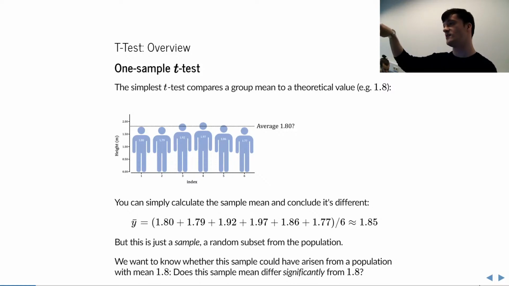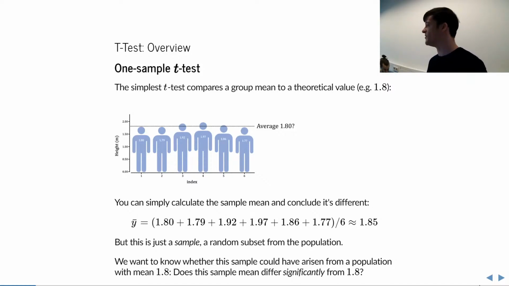I could measure the height of the people in this room and calculate the average, and then see that it probably deviates from 1.8, but I don't know by how much, and I don't know how much people differ from each other. So that's why we're going to do a test. Because it's just a sample, just one of many possible draws. So just because it differs doesn't mean that it's a significant difference, and that's what we're going to find out with a test.